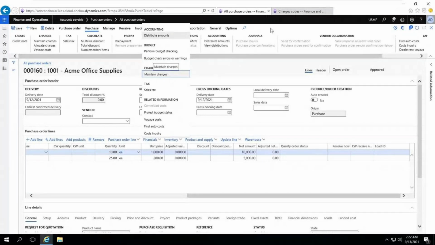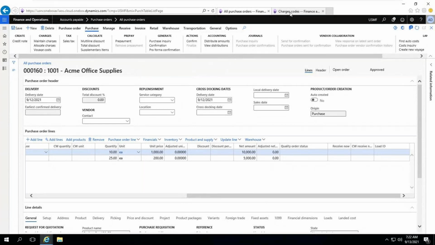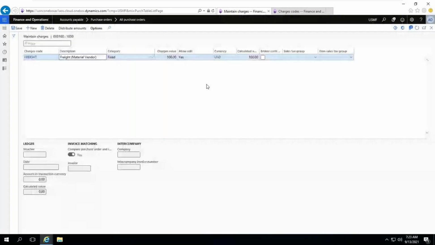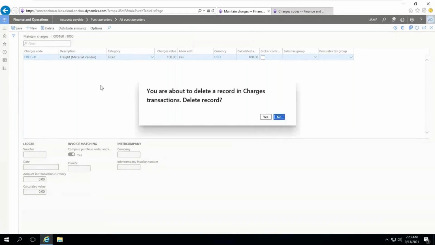Let it be loading the charges. So let me delete this line. Click yes.